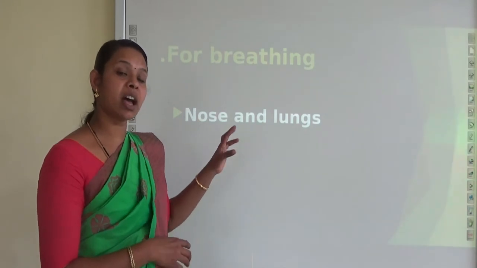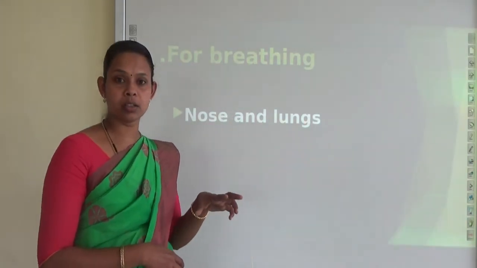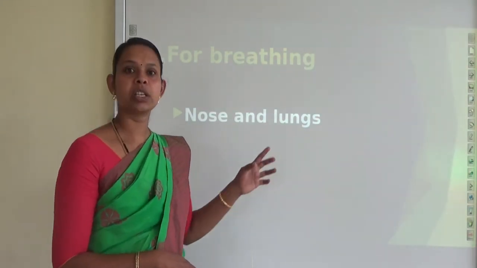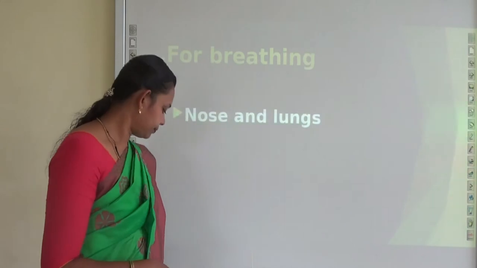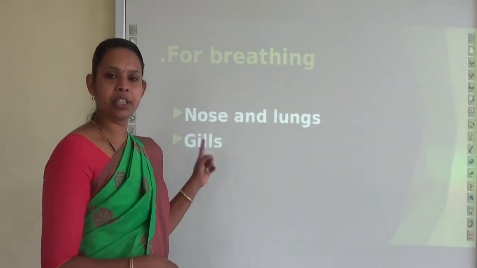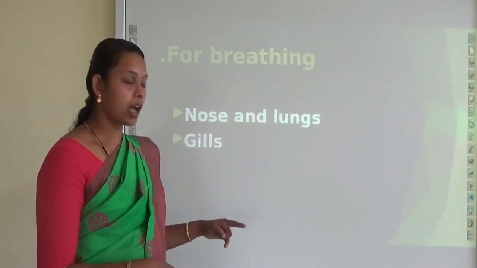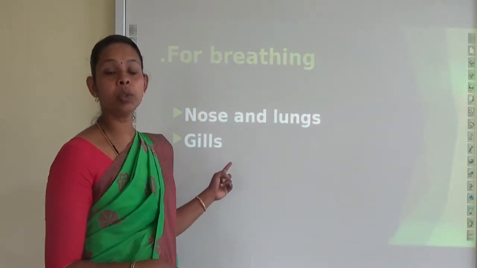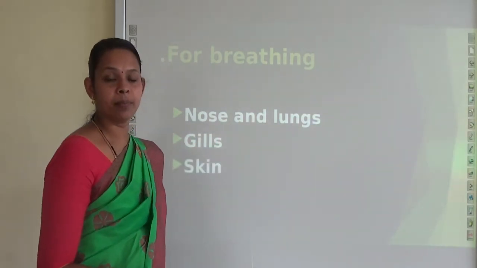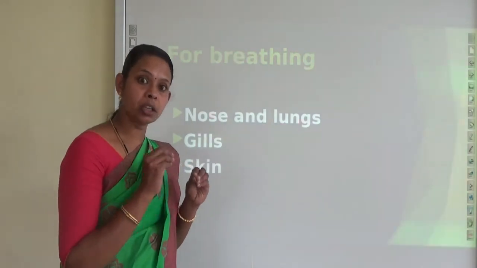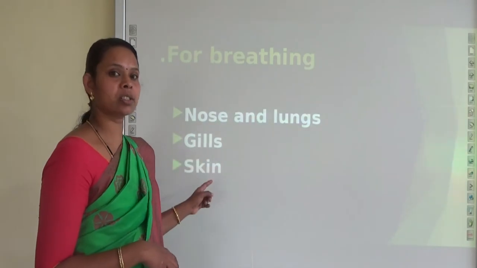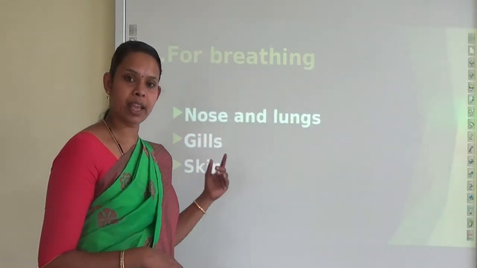Most of the animals which are living on land, like human beings, sheep, etc., have nose and lungs which help them to breathe. The next one is gills. In the case of fishes which live in water, they have gills which help them to breathe. And next one is skin. In the case of earthworms and frogs, they have moist skin. With the help of moist skin, they can breathe.